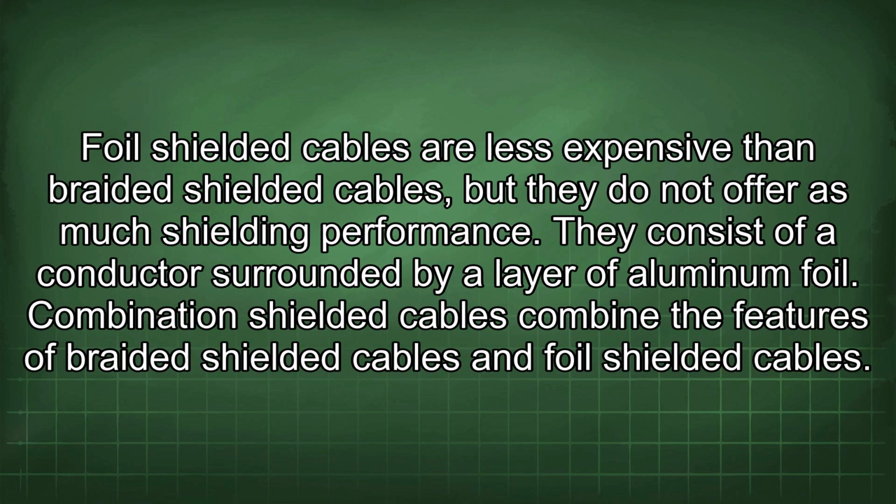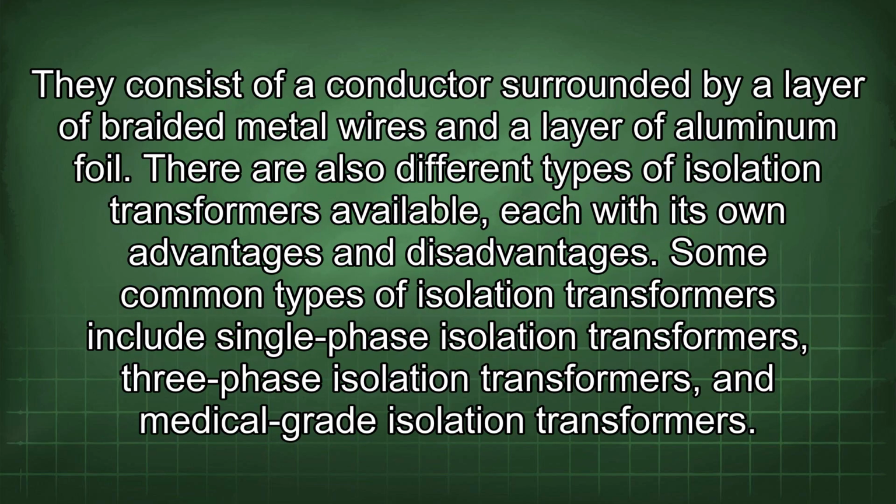Foil shielded cables are less expensive than braided shielded cables, but they do not offer as much shielding performance. They consist of a conductor surrounded by a layer of aluminum foil. Combination shielded cables combine the features of braided shielded cables and foil shielded cables. They consist of a conductor surrounded by a layer of braided metal wires and a layer of aluminum foil.